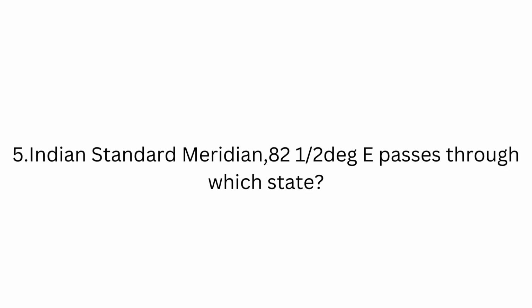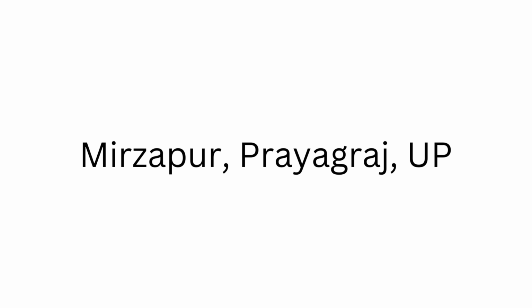Moving to the fifth question of our video, the Indian Standard Meridian, that is 82 and 1 upon 2 degree east, passes through which state? And the answer is basically it passes through Uttar Pradesh, but particularly it passes through Mirzapur, which is there in Prayagraj.